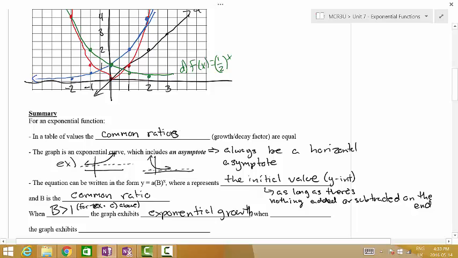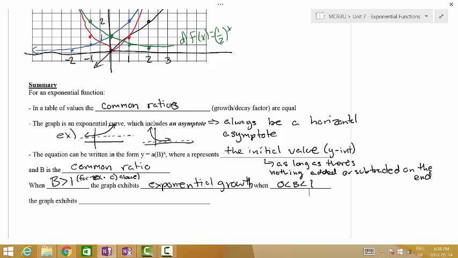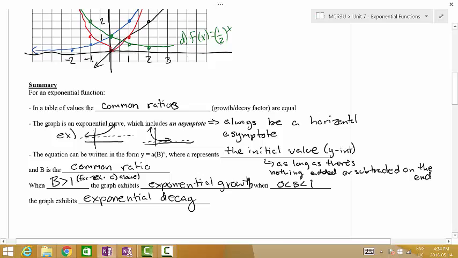And what that means is that the graph, as we go from left to right, so as our x values get bigger, that exponential graph is growing, or it's getting bigger and bigger and bigger. When 0 is less than b, which is less than 1, or in other words, when b is between 0 and 1, the graph exhibits what we call exponential decay. Or in other words, again, as we go from left to right, as our x's get bigger, our graph is getting smaller and smaller and smaller.